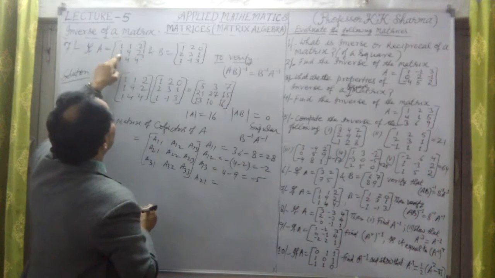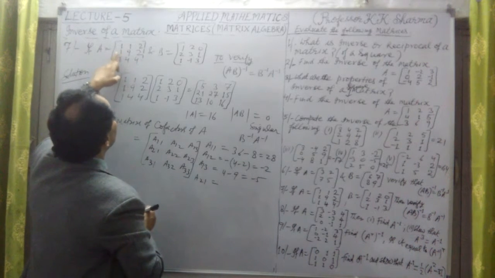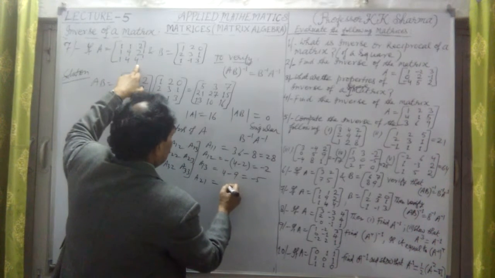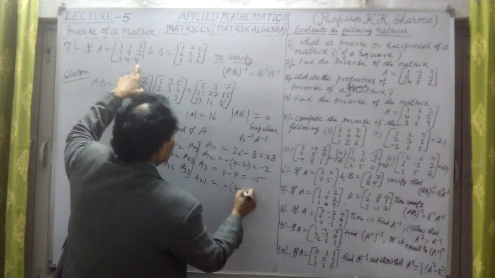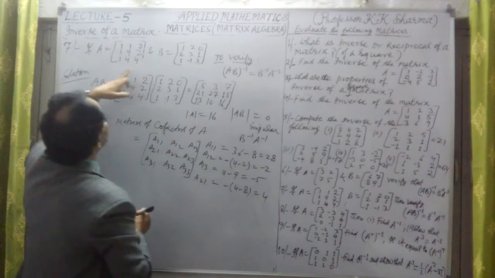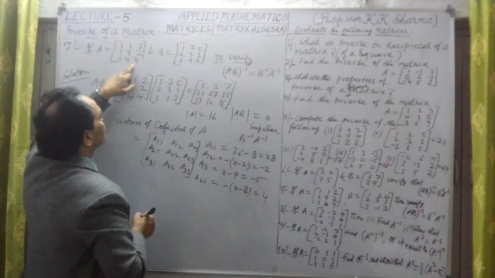A21, for 1 we have to calculate. For 1, this is 4 minus 8, it is minus 9, 4 minus 8. That means minus 4 times minus 8 is plus 4. Okay, it is plus 4 now.